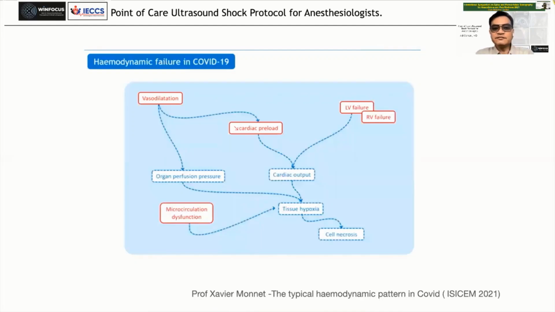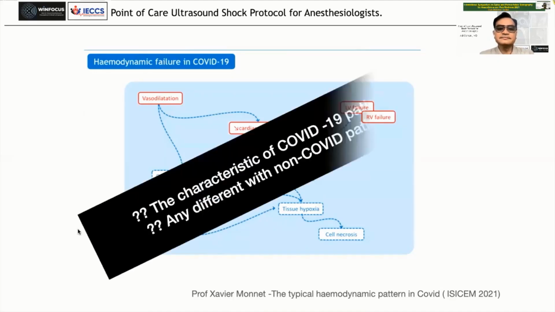We know that hemodynamic failure in COVID-19 is real. The main reason this happens is the same pathophysiology that occurs in any sepsis, which is vasodilatation and microcirculation dysfunction, causing LV and also RV failure.